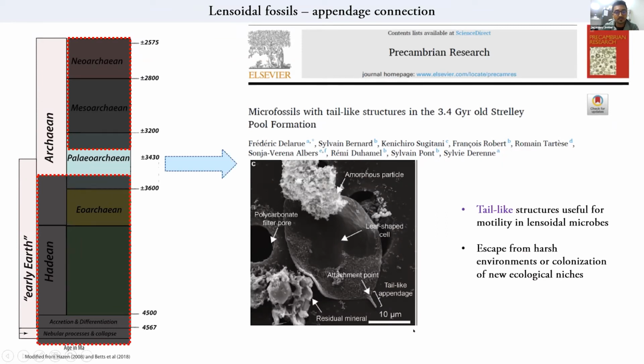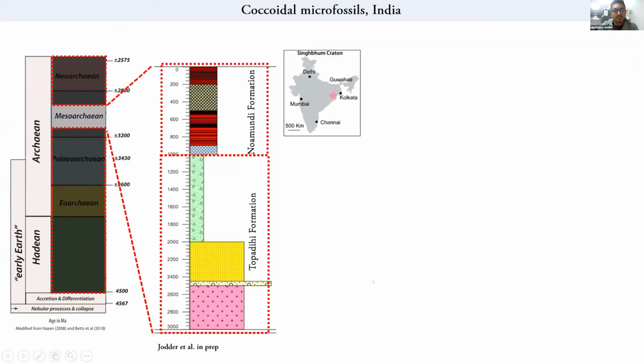Because of this fact, this tail-like appendage did really help them to move from different points in the oceanic water column. That's how important the tail-like appendage is and the structure overall with the taxonomy. That's what I was mentioning earlier.